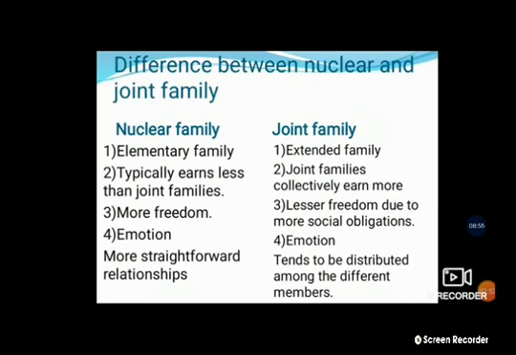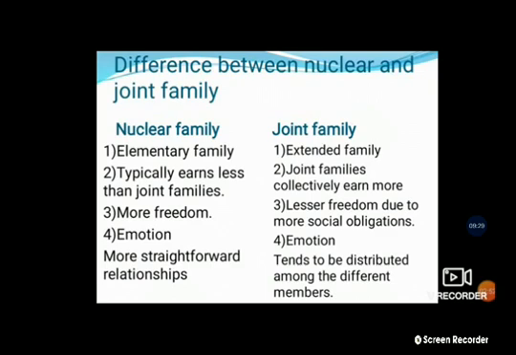A nuclear family typically earns less than a joint family because only the father and mother, 2 members, are going for a job. That's why their earning is less than joint families. In joint families, they collectively earn more because of their uncle, father, mother and brother. So many people are living there. That's why their earning is also very good.